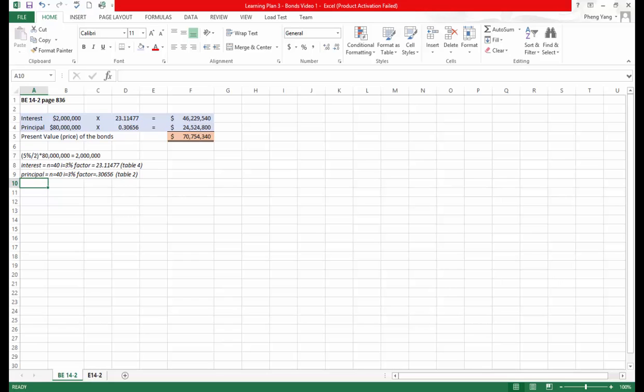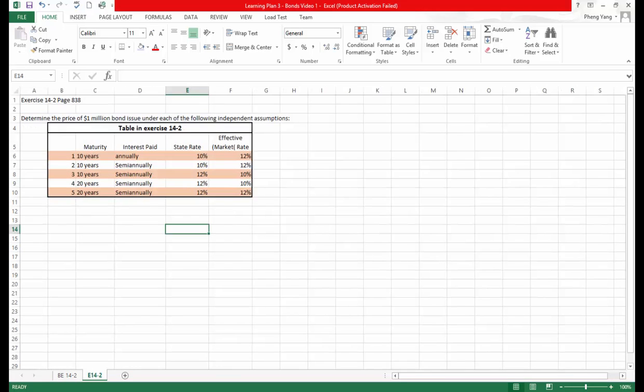Okay, so moving on to exercise 14-3. I've already created the table that they submitted, on page 838. As you can see, they've got the maturity date, maturity in years, the interest paid, the stated rate, and the effective market rate. There are 5 different scenarios, and they want us to determine the price of a 1 million bond issue under each of the following independent assumptions.